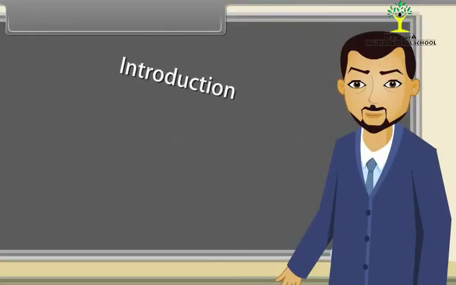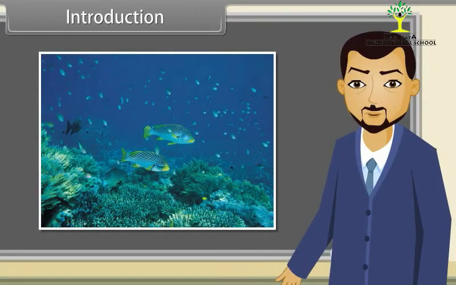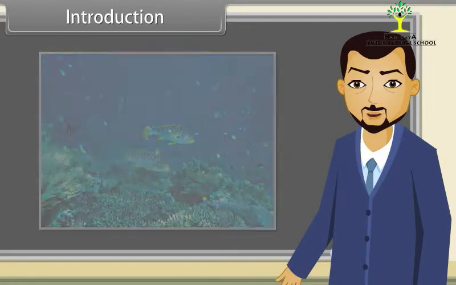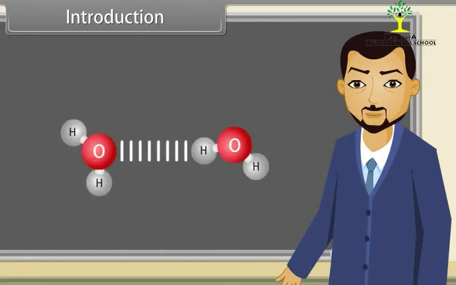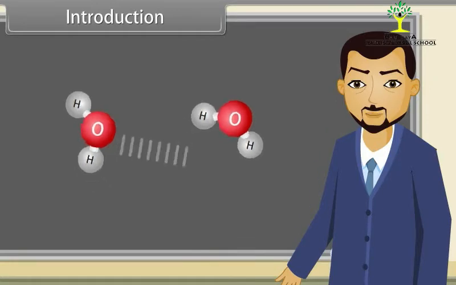Introduction. Life depends upon hydrogen bonding. Life is created from water, and water is a liquid due to hydrogen bonding in its molecules. If there is no hydrogen bonding, then water must be a gas just like air.